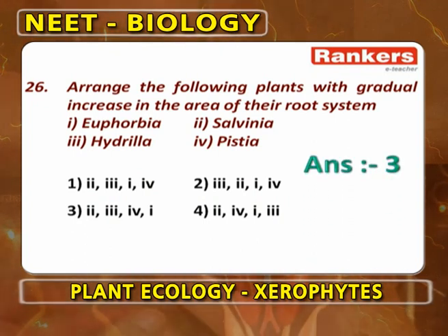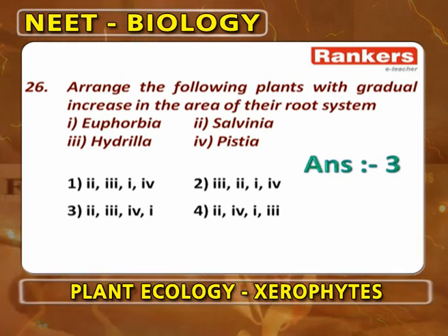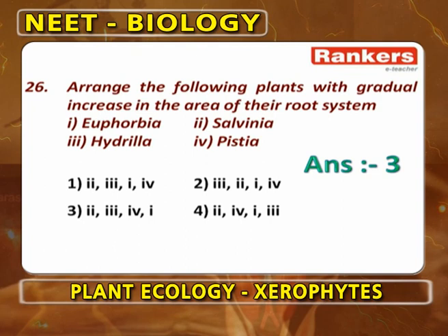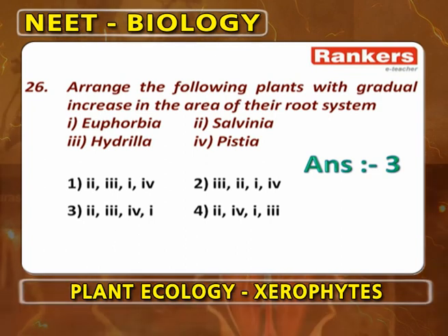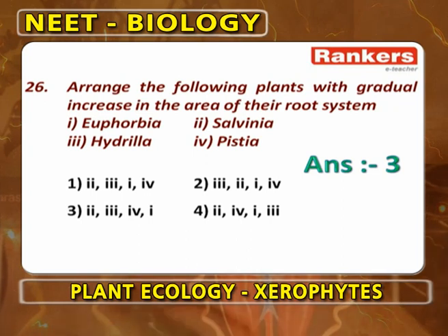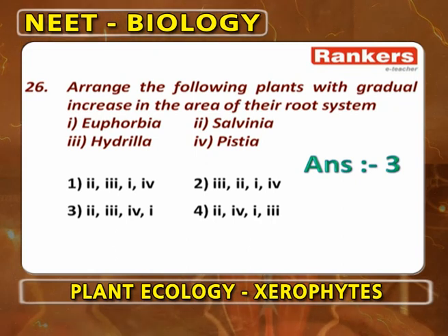Arrange the following plants with gradual increase in the area of their root system. So, root system increasing day by day. Salvinia root system is completely absent, so comes first. Salvinia submerged leaves are dissected into root-like structures, they are not real roots. Then poorly developed root system is found in Hydrilla, which comes next. So, 2, 3.